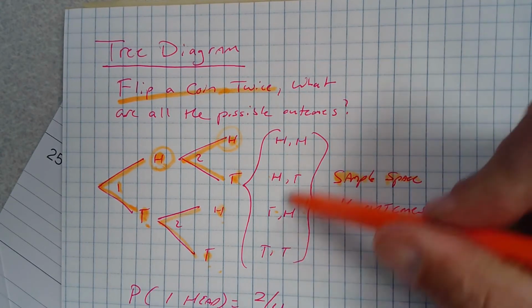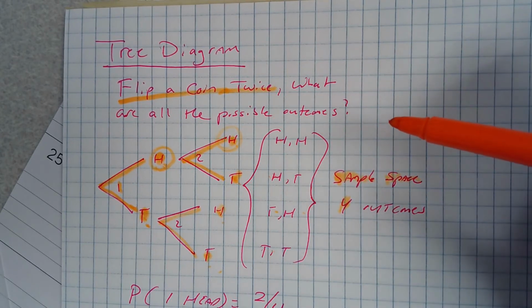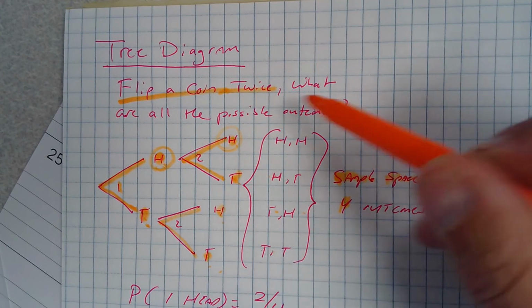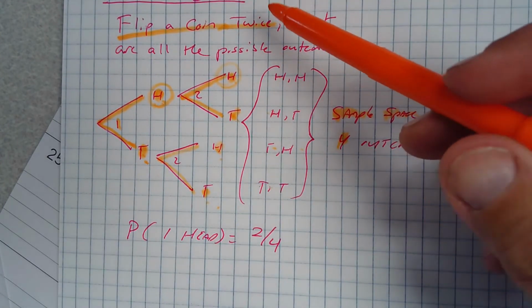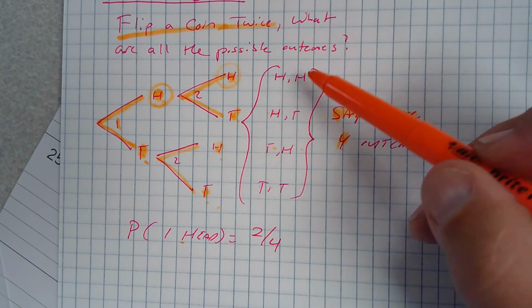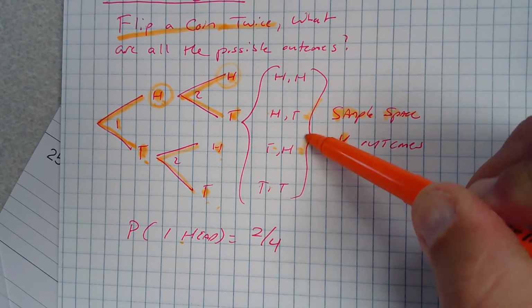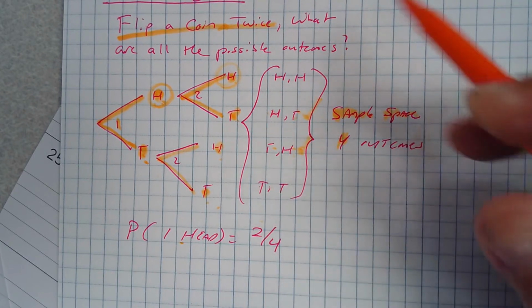Okay, and for this particular sample space, we had 4 outcomes. There's only 4 possibilities. Now I can turn this into a probability question. I could say, what's the probability if you flip a coin 2 times that you get exactly one head? Well, exactly one head would be these 2 choices, so I have a 2 out of 4 probability.